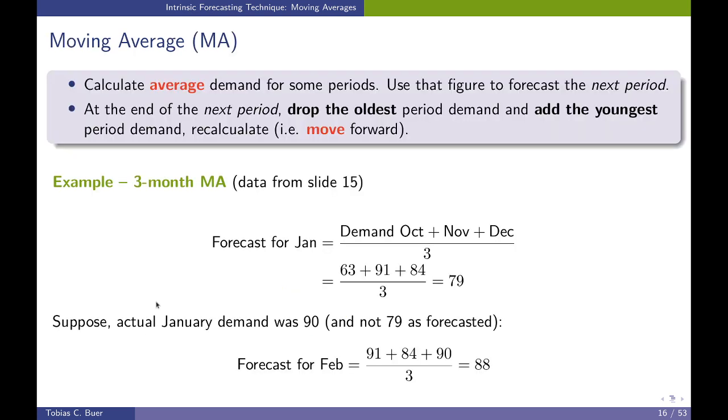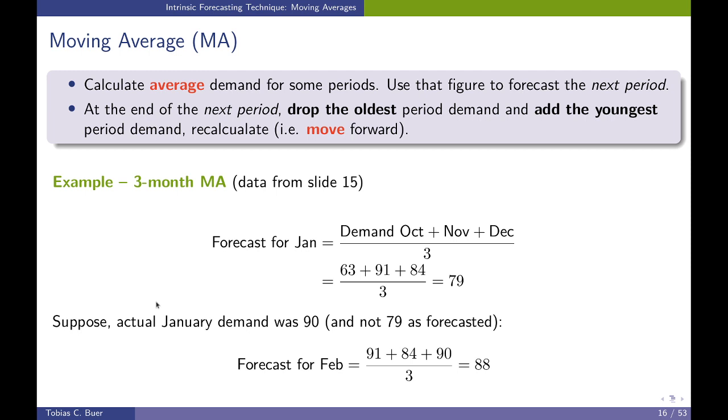Our first method for forecasting is called moving averages. We calculate the average demand for some periods of the past, and we use that figure to forecast the next period. So for example, we calculate the average demand of the last 6 months, and this average will be the forecast for the next month. How does it work? At the end of the next period, we drop the oldest period demand, add the youngest period demand and recalculate the average. That means we move by one period forward.